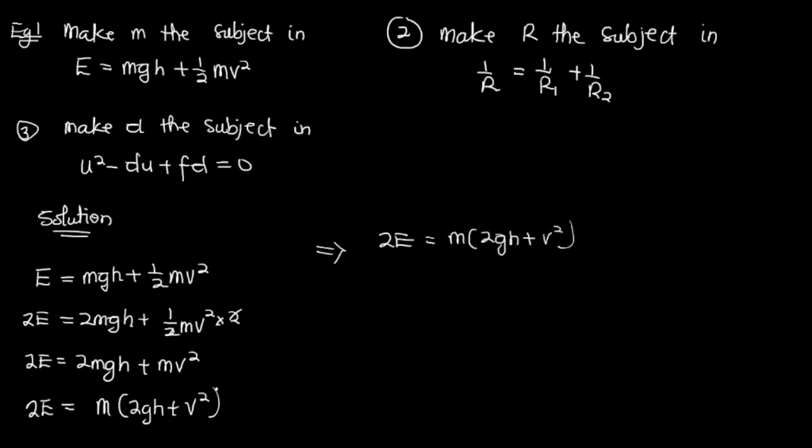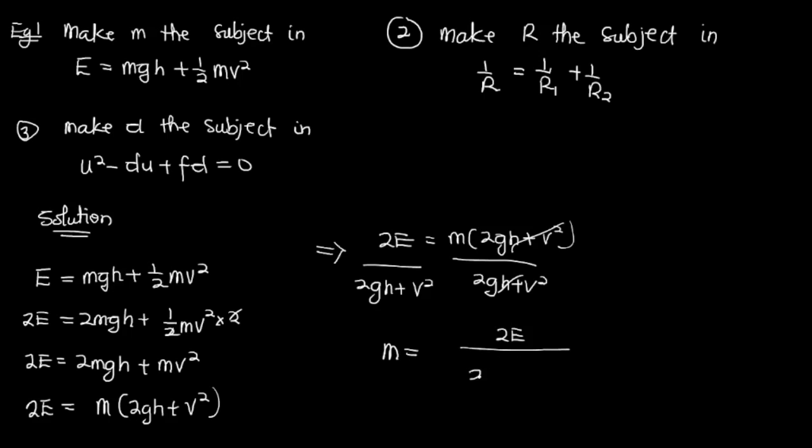So from here I can divide both sides by 2gh plus v squared. This cancels the whole of this. So my m as the subject will give me the expression 2e all over 2gh plus v squared. So that becomes my answer for the first expression. Alright, so let's go ahead and find the solution for the second expression.